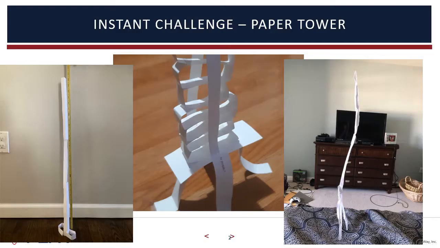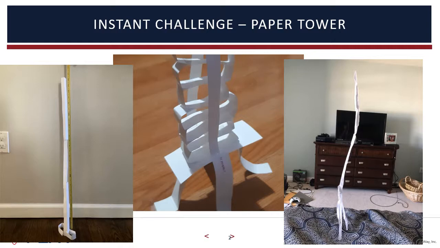One of the things that students do in this particular class is every once in a while we'll do an instant challenge. In this particular one, it's called the paper tower. The students have a limited number of materials they can use. They can use a sheet of paper and tape, and they have to build a paper tower as tall as they possibly can. So here are some examples of one. So they get to use some of their creativity and some of their design skills in order to solve a potential fun problem.